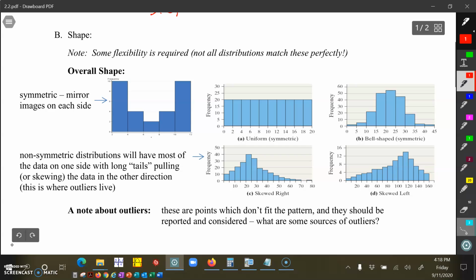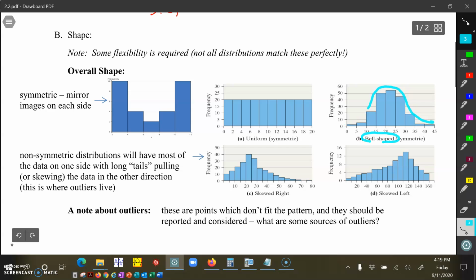Symmetric, meaning again that it's the same on the left as it is on the right of the graph. So if you were to draw a line down the middle of the graph, it's kind of like a mirror, and you have a mirror image on either side. Uniform means it's the same across the top, and remember, real life is very rarely perfect, so these are just general settings. This one we've been talking about right here looks roughly symmetric is what we've been calling it.